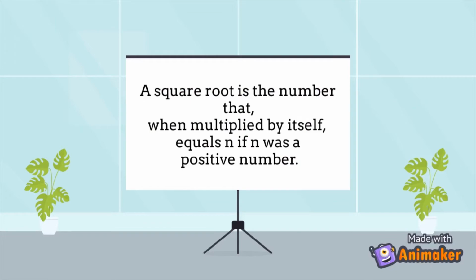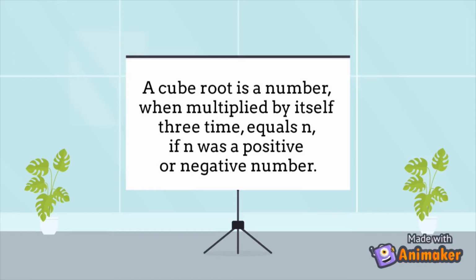A square root is the number that, when multiplied by itself, equals the variable n if n was a positive number. A cube root is a number that, when multiplied by itself 3 times, equals the variable n if n was a positive or negative number.